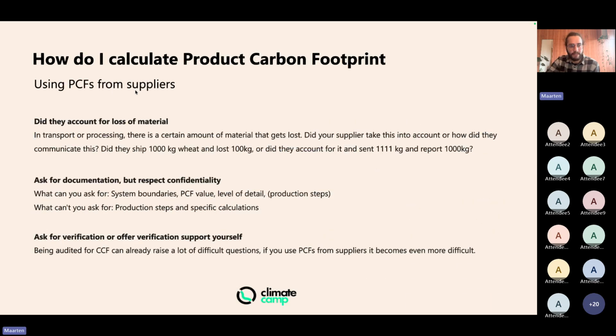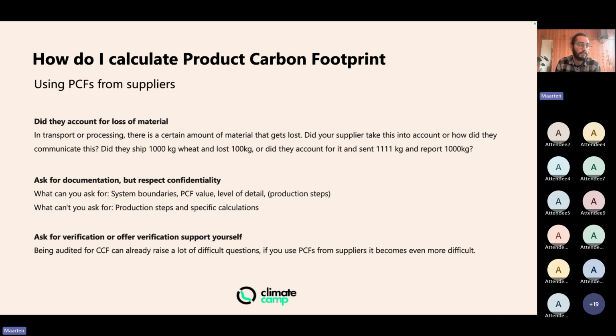Now, a last thing before we move on to the demo and showcasing how we do it in ClimateCamp: when you use PCFs from suppliers, I want to give some best practices going forward. One is, did they account for loss of material? So in transport or processing, there is often a certain amount of material that gets lost, but you have to ask yourself the question, did your supplier take this into account, or how did they communicate this value towards you?